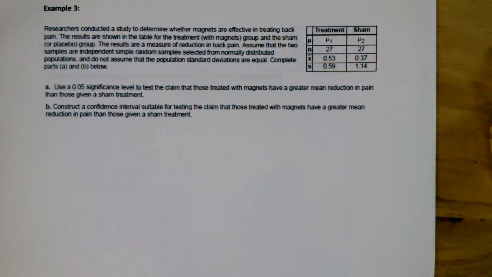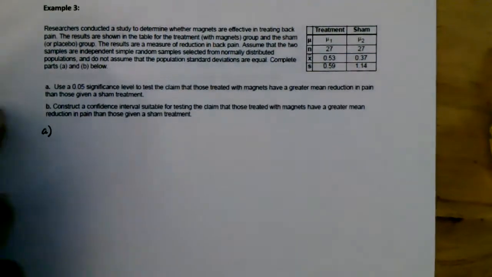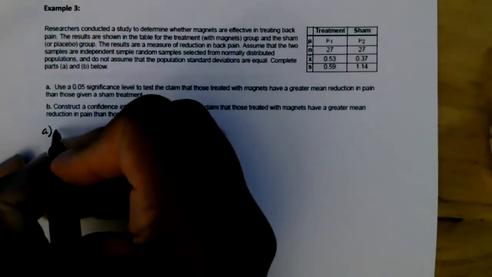So in part A, we're going to use a 0.05 significance level to test the claim that those treated with magnets have a greater mean reduction pain than those given the sham treatment. And then part B is constructing a confidence interval suitable for testing the claim that those treated with magnets have a greater reduction in pain than those given a sham treatment. So here's our table with our summary statistics. So in part A, we're going to do the hypothesis test.